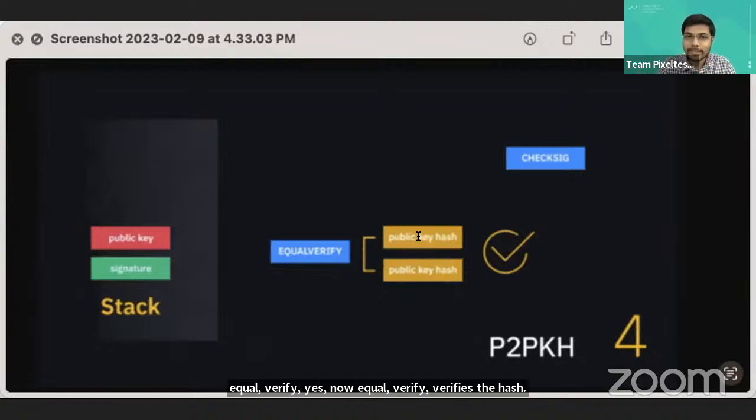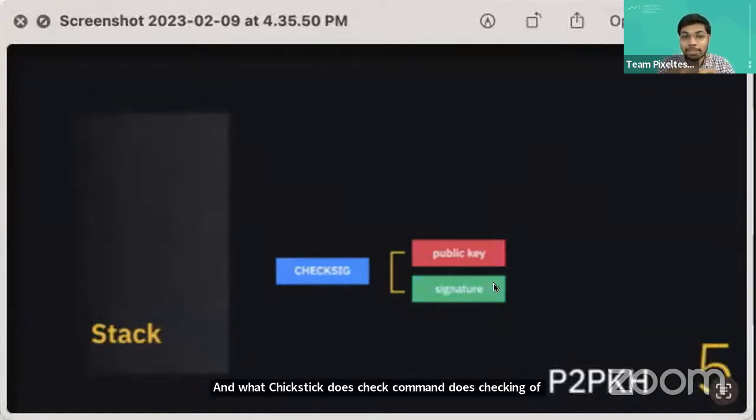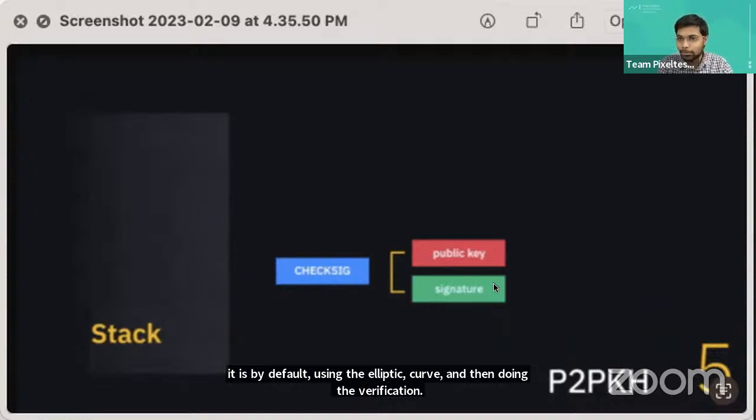And what the checksig command does is check the public key and signature. We are not running equal verify on public key and signature. We are running the checksig. Professor Pandurangan sir also explains in the lecture that checksig is nothing but the elliptic curve verification algorithm, ECDSA. Within that command, it is by default using the elliptic curve and then doing the verification. I hope your query is clear now, sir.